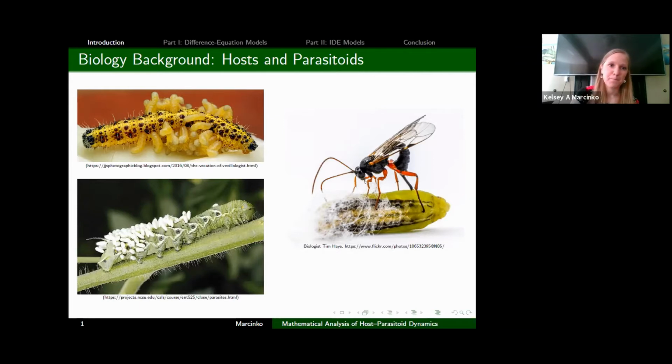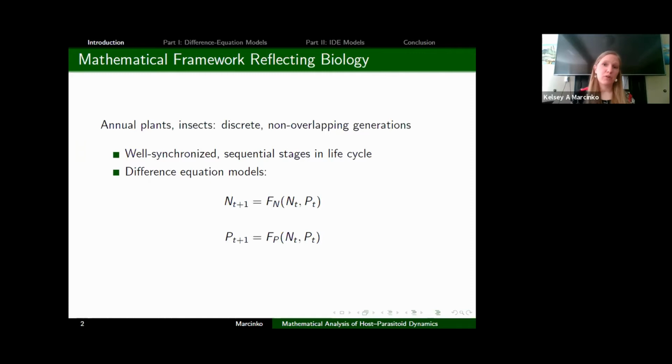In terms of a mathematical framework, hosts and parasitoids fall into a category of species that have discrete non-overlapping generations. That means that continuous-time models, which are maybe more appropriate for modeling populations of say people or other types of animals that have continuous birth and death rates, aren't appropriate when we're modeling insects or annual plants that have this discrete life cycle. They have well-synchronized sequential stages.